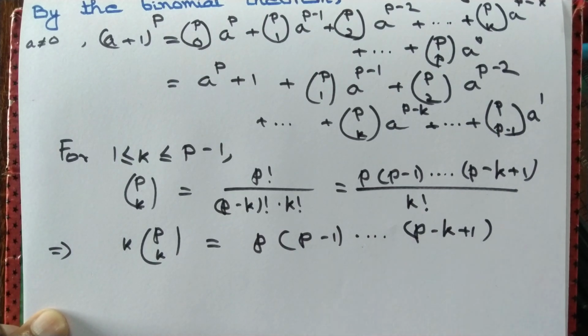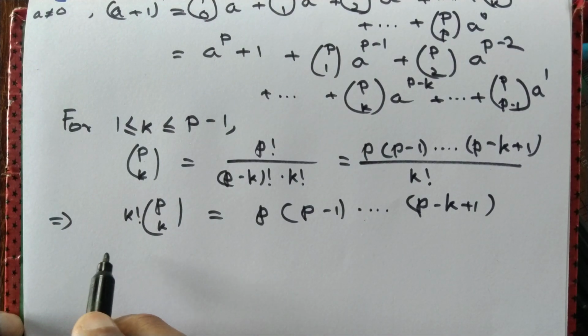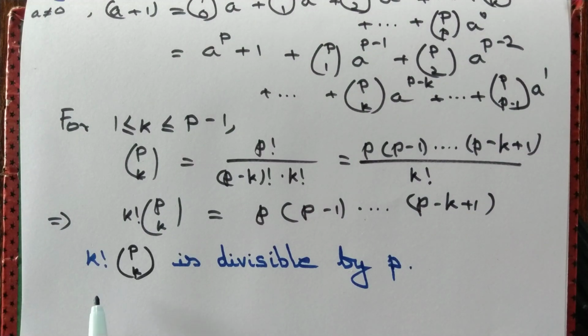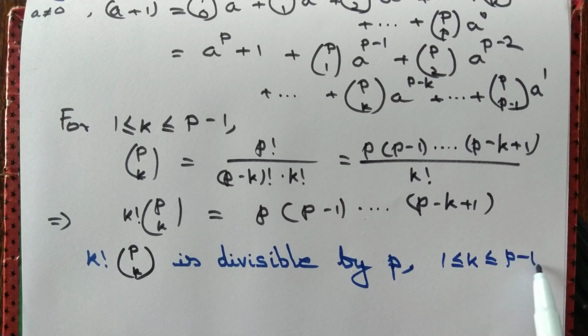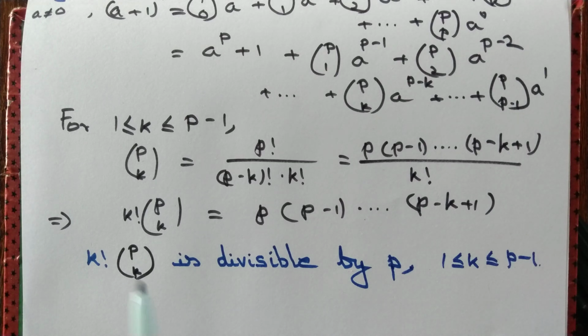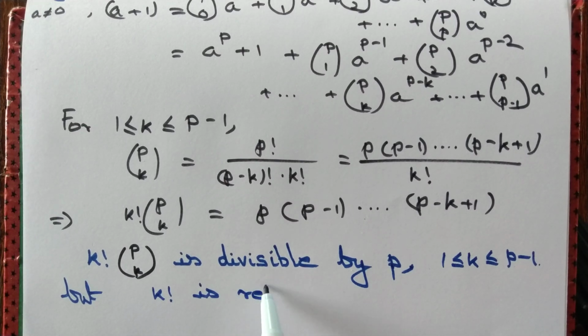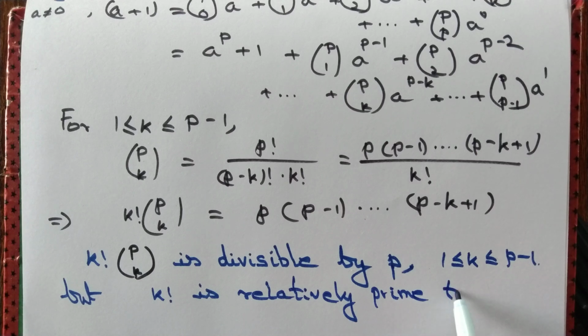The right hand side is definitely a multiple of p, so we can say that factorial k times p choose k is a multiple of p. Once again, factorial k times p choose k is divisible by p, as k changes from 1 to p minus 1. So far so good. We are already assuming k changing from 1 to p minus 1. Now, however, factorial k is relatively prime to p.